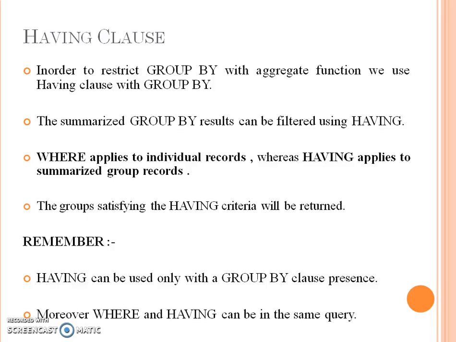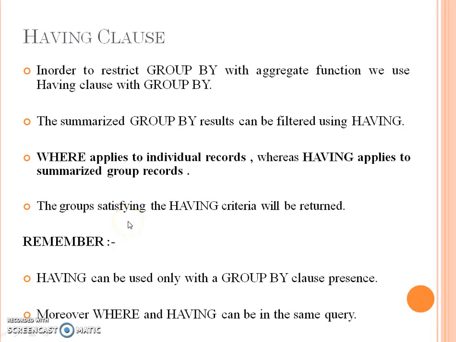Having clause. In order to restrict the group by with an aggregate function, we are using the having clause with the group by. The summarized group by results can then be filtered using the having, right? So the further filtration and specific conditions with the group by clause is given using the having clause. Where applies to individual records and having applies to the summarized records.